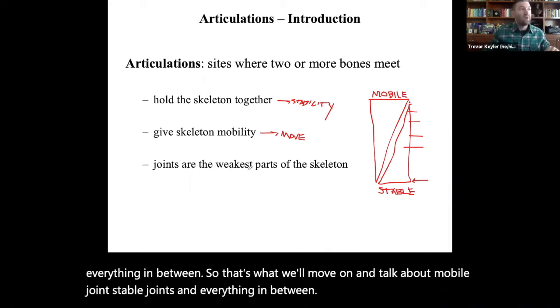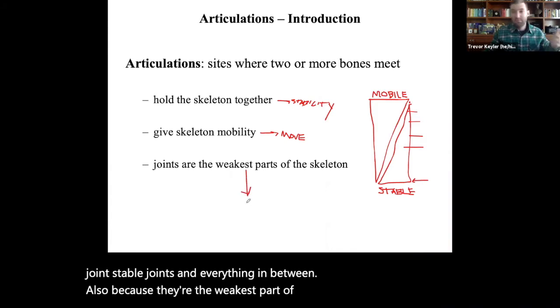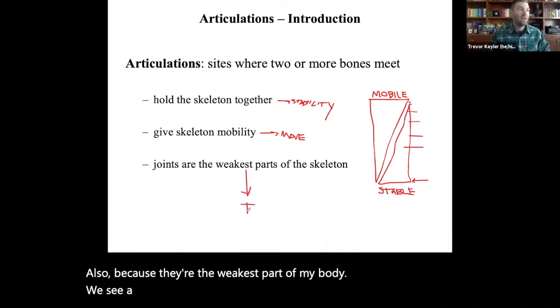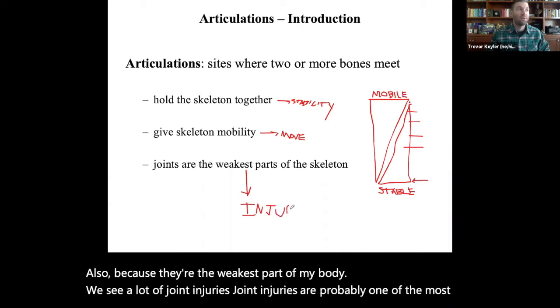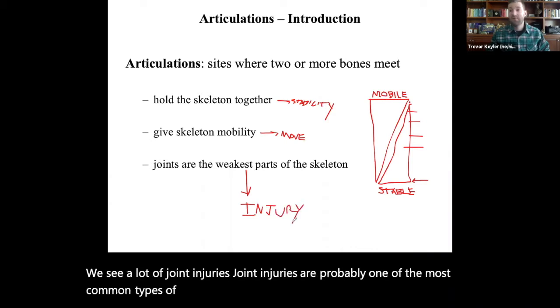Also, because they're the weakest part of our body, we see a lot of joint injuries. Joint injuries are probably one of the most common types of injuries for athletes.